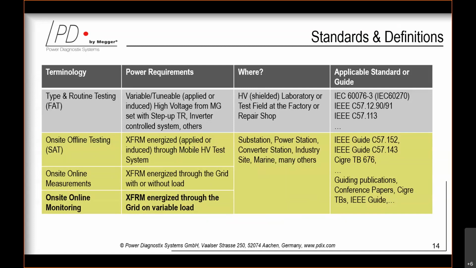Then we have on-site offline testing with a transformer energized from a mobile AC test system, which is typically done on site at a substation, power station, or wherever the transformer is. We can do on-site online measurements when the transformer is energized through the grid with or without load. And also you can do on-site online monitoring when the transformer is energized through the grid and you just have the PD measurement system installed on site.